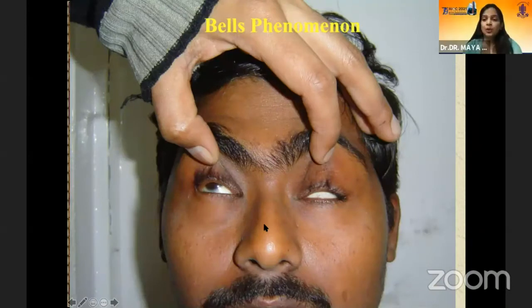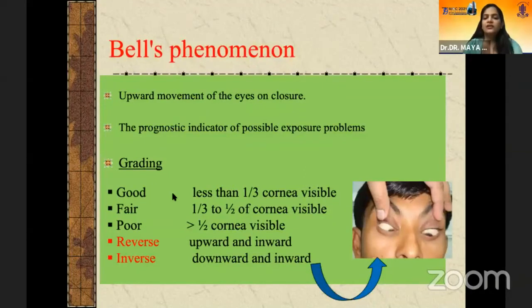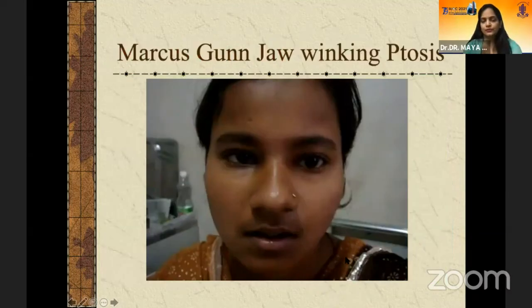Bell's phenomenon is important when you're planning the surgery, and you have to always grade it, whether it is good Bell's, fair Bell's, or poor Bell's. If you are seeing less than 1/3 of the cornea when the patient is closing the eyelids, it is called good Bell's. Poor is when more than half of the cornea is visible. Reverse Bell is upward and inward rolling of the eyeball, and inverse is downward and inward rolling of the eyeball.